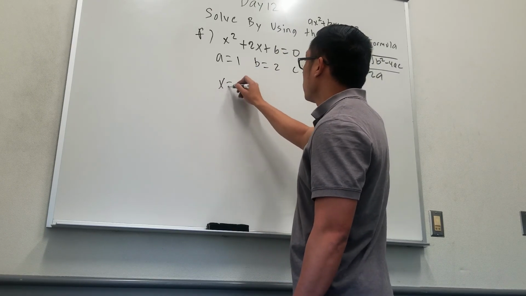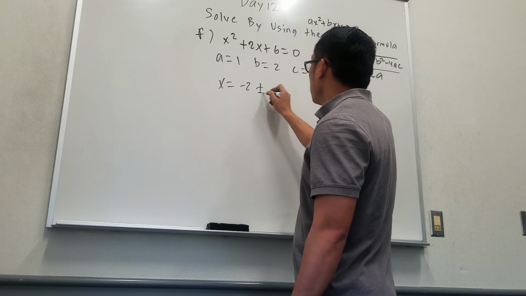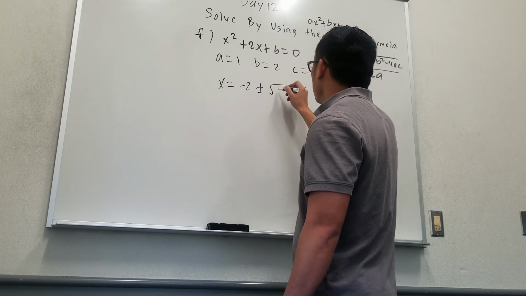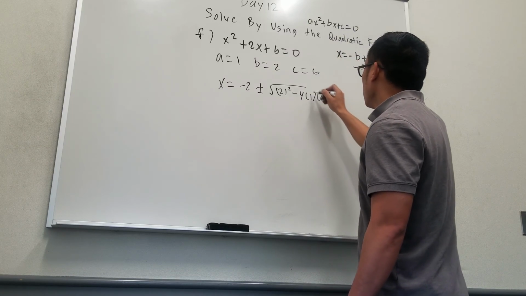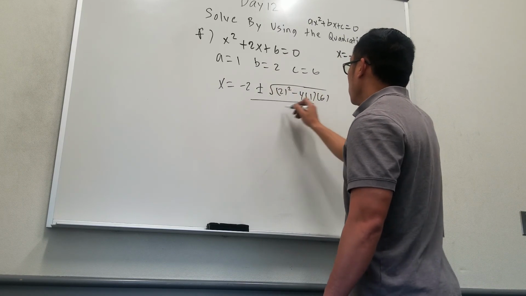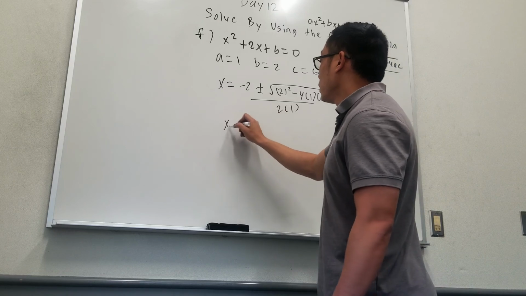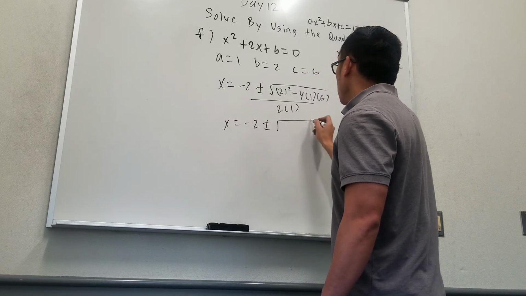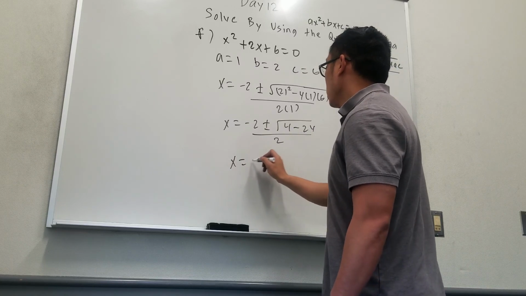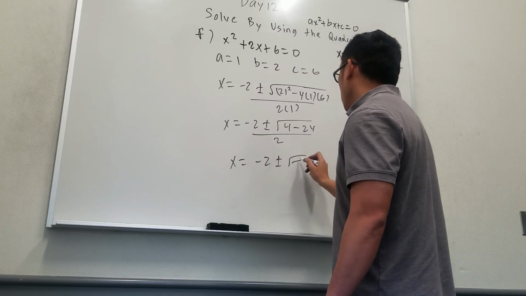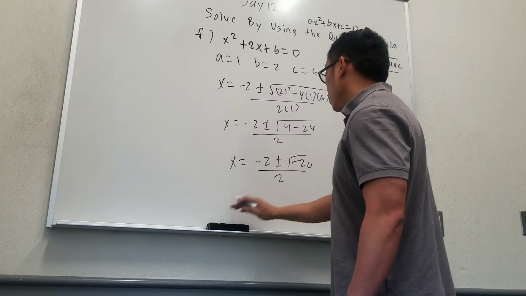x is equal to negative b plus or minus the square root of b squared minus 4 times a times c, all over 2 times a. So we have negative 2 plus or minus the square root of 4 minus 24, all over 2. x is equal to negative 2 plus or minus the square root of negative 20, over 2, right?